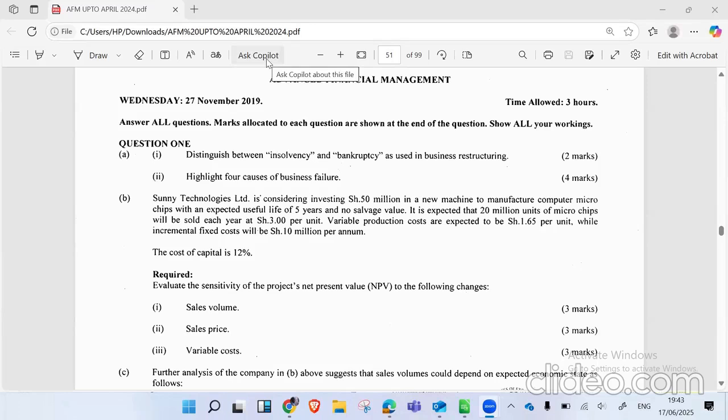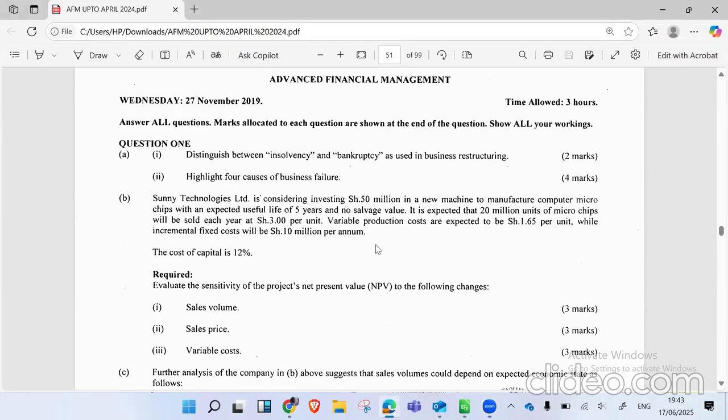You're told that Sunny Technologies Limited is considering investing 50 million in a new machine to manufacture computer microchips with an expected useful life of 5 years and no salvage value. So initial outlay 50 million, miaka ni tano, salvage value ni 0. It is expected that 20 million units of microchips will be sold each year at 3 shillings per unit. Each year, that makes it an annuity.